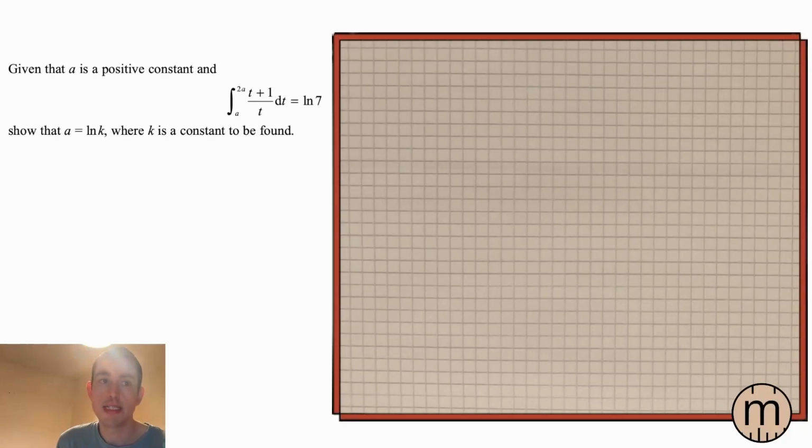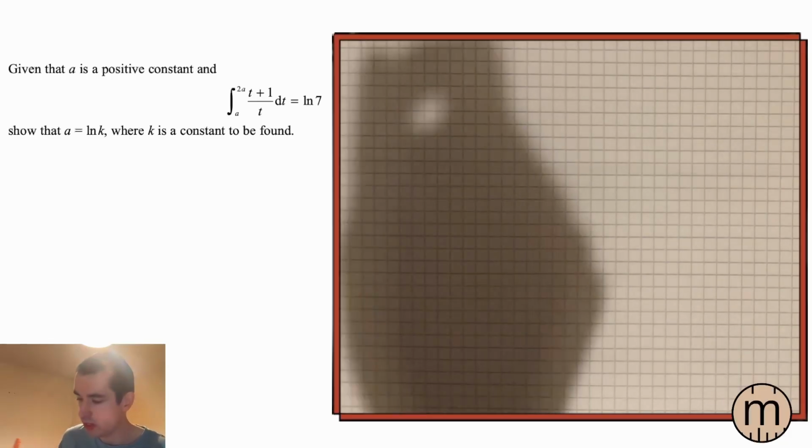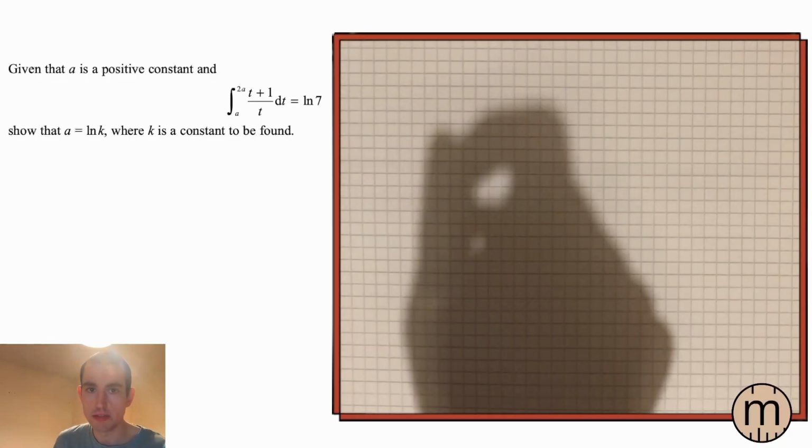Today we're looking at an A-level integration question. It reads, given that a is a positive constant and that this integral is equal to ln 7, show that a is equal to ln k, where k is a constant to be found. So first of all, I'm going to quickly write out the integral.